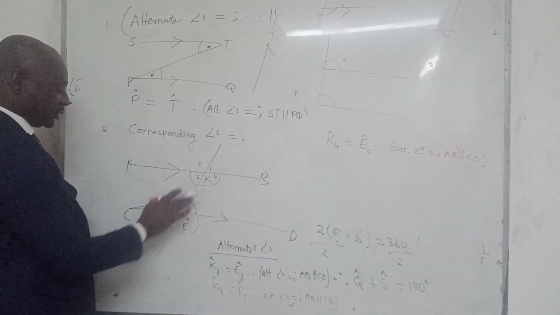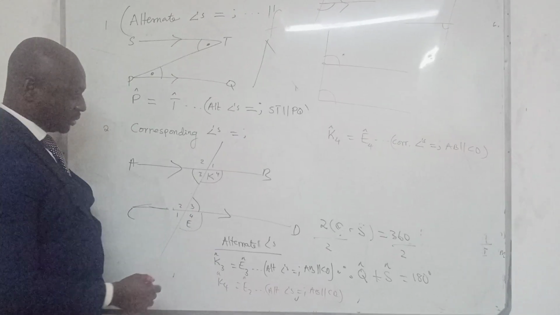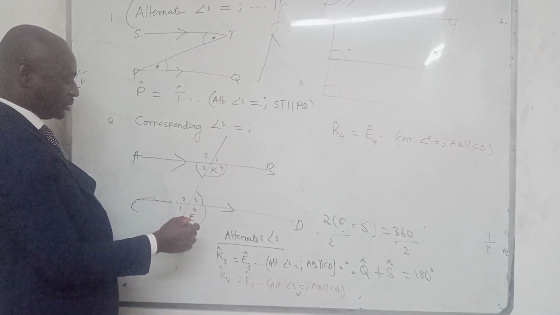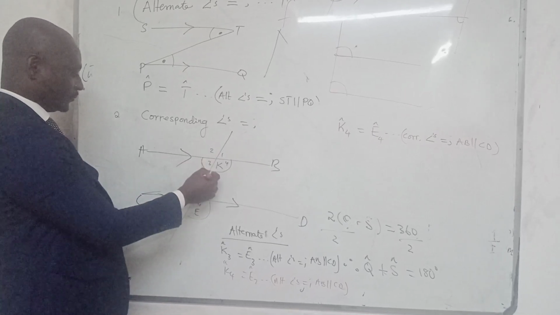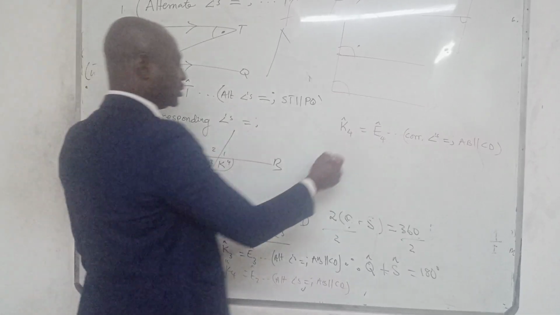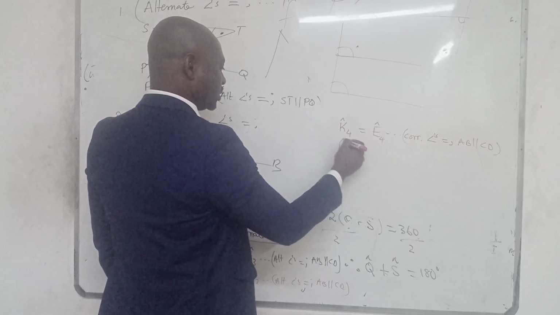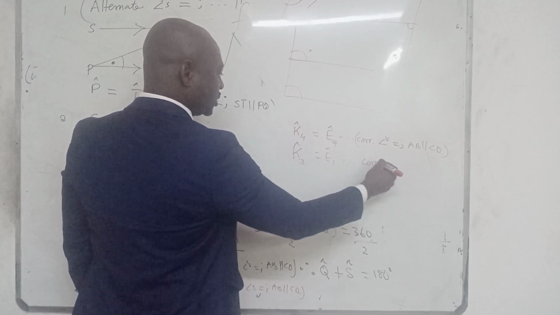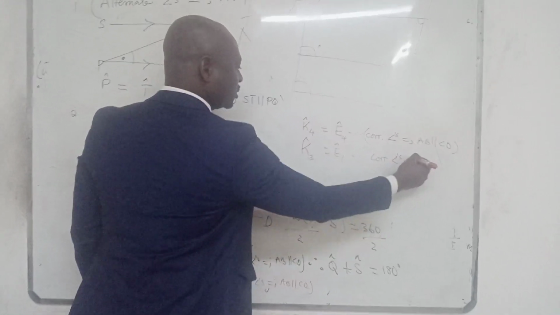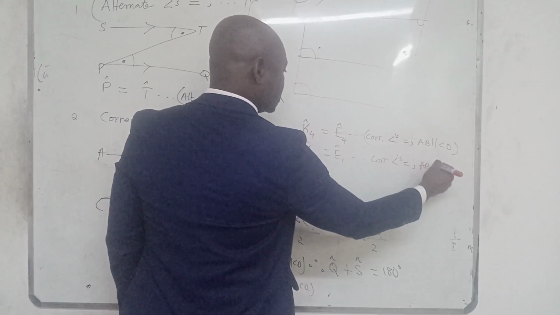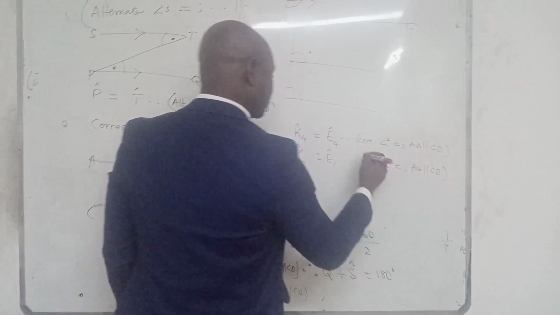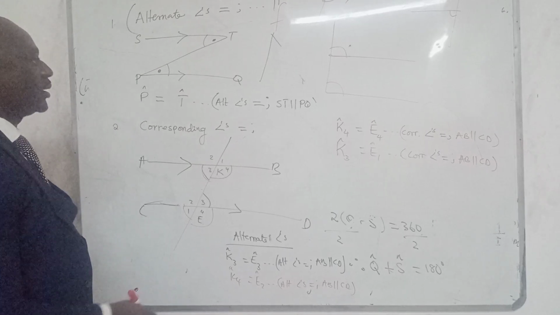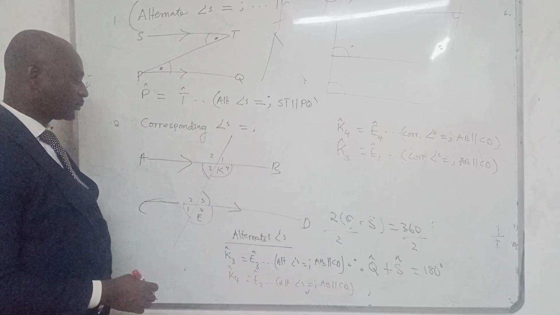What else are corresponding? K3 and E1. K3 and E1 are also corresponding. Angle K3 is equal to angle E1. Reason? Corresponding angles are equal because the line AB is parallel to the line CD. Which other angles are corresponding? I gave you all the shapes, so look at them.